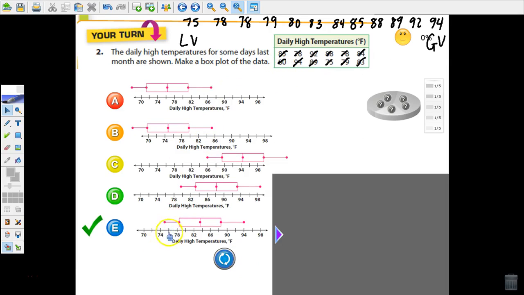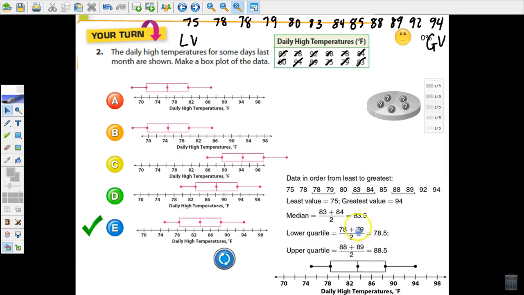If there are multiple ones that have the same least value and greatest value, then you work into the median and the lower quartile and the upper quartile. So the median was 83.5, the lower quartile was 78.5, and the upper quartile was 88.5. So you would work that all out.